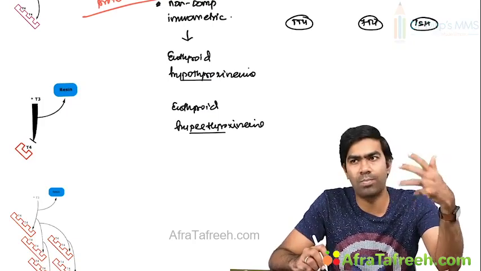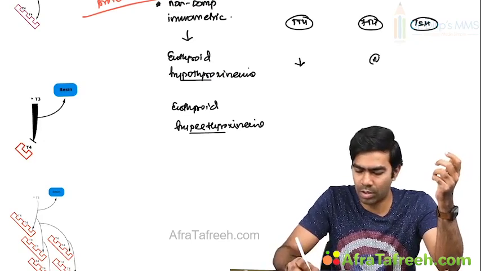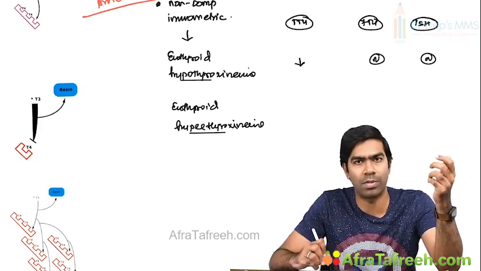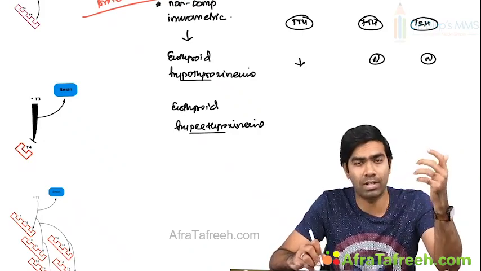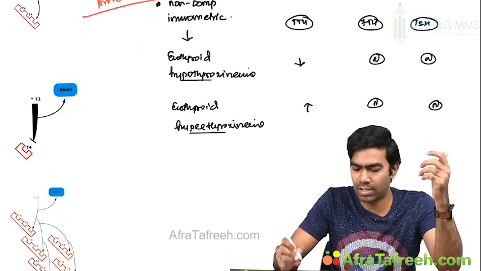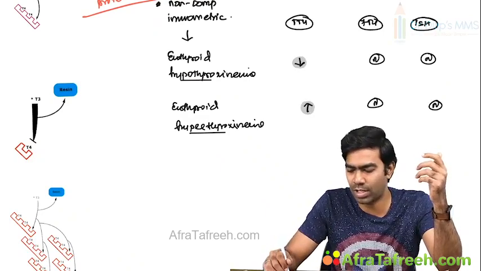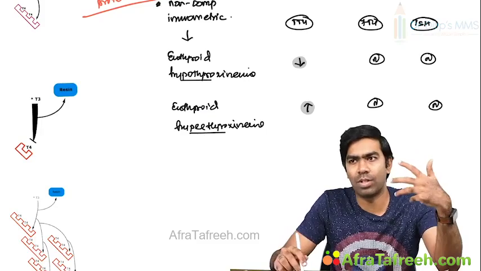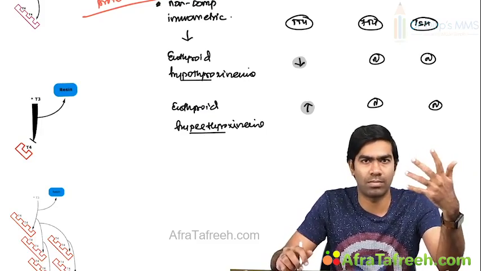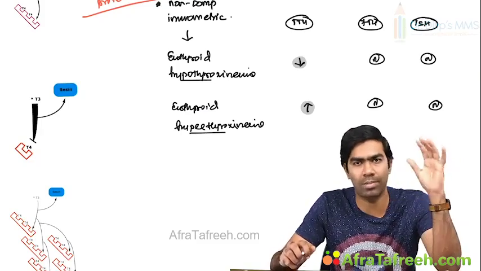In euthyroid hypothyroxemia, the total T4 levels will be low, but your free T4 and TSH levels will be normal. In euthyroid hyperthyroxemia, the total T4 levels will be high, but free T4 and TSH levels will be normal, which clearly tells you these changes in the total T4 are due to the changes in the TBG only, or there is something causing the problem in the binding proteins. That's why these changes are happening.